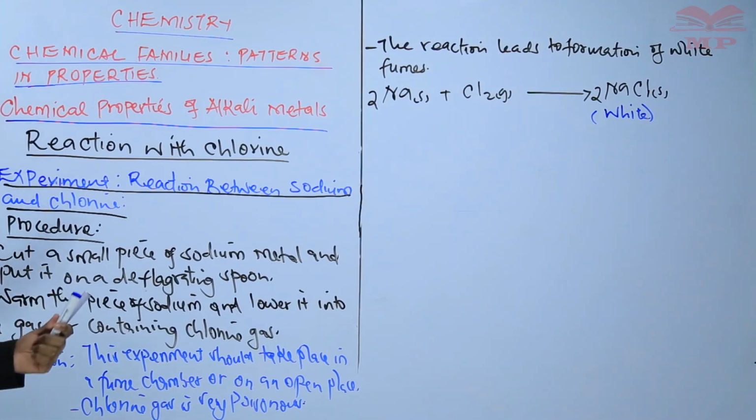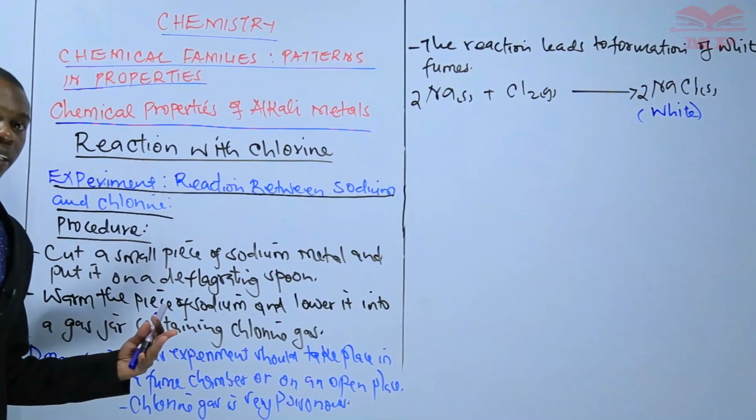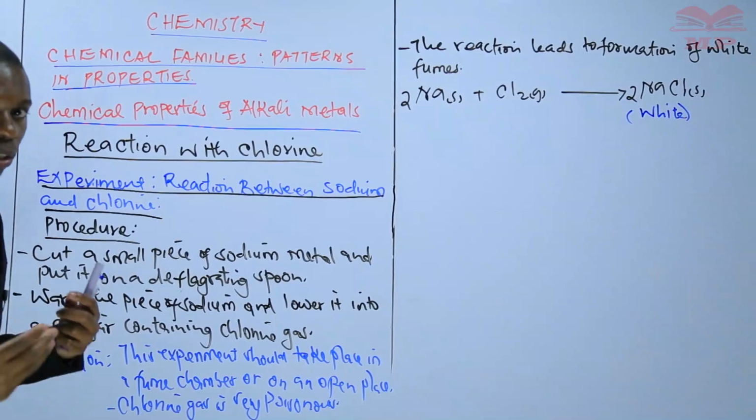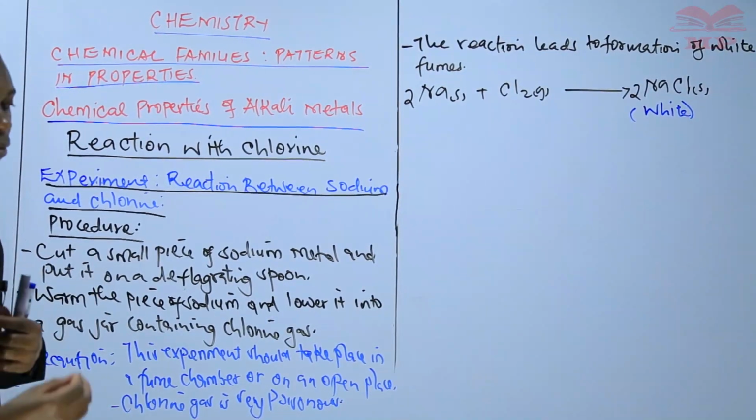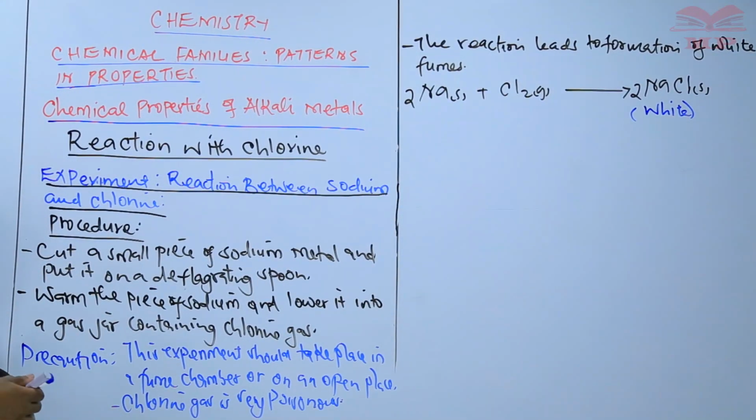Remember again, always use small pieces of these metals because sodium is a very reactive metal, and it is highly reactive. Remember, in the previous lesson we said the reaction is very vigorous. Therefore, it can even explode into a flame, so use small pieces. And remember always, experiments involving poisonous gases should take place in a fume chamber.